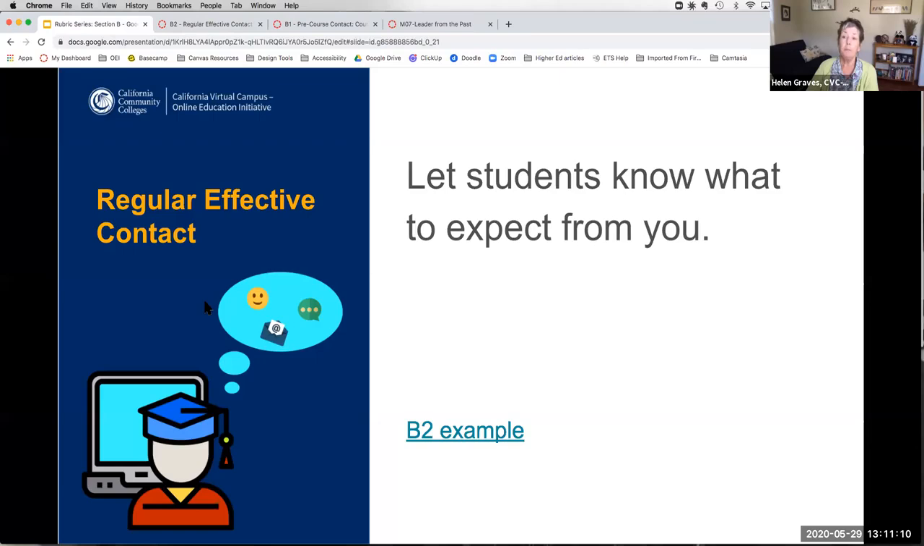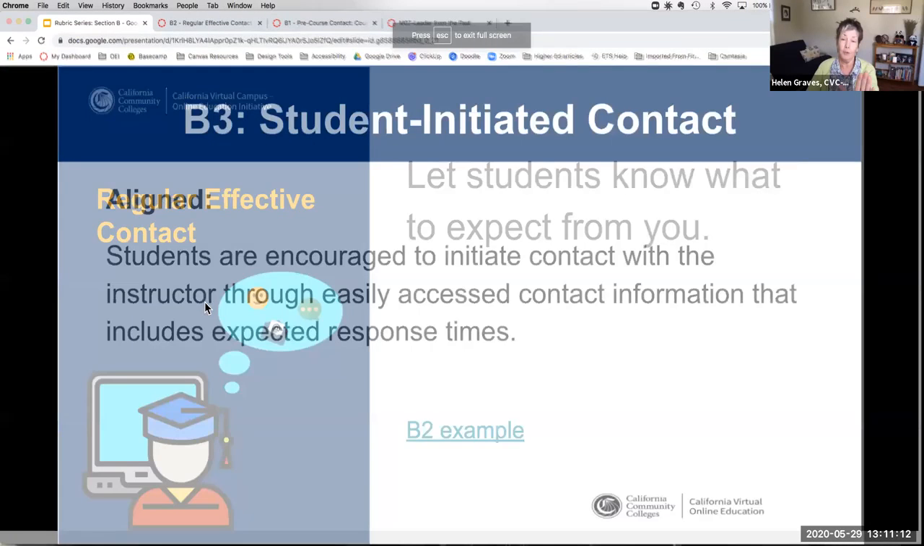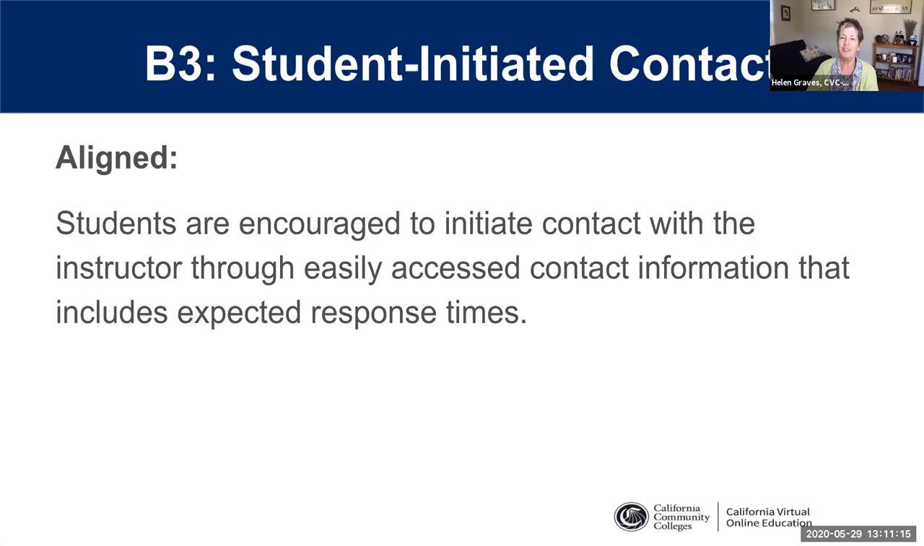Moving on to B3, and I will stop for questions, I promise. I just want to get through a little bit of this first, and then you'll have questions to ask. So B3 is about student-initiated contact with the instructor. The aligned definition says that students are encouraged to initiate contact with the instructor through easily accessed contact information that includes expected response times. The asynchronicity of an online course means that students might be active in the course shell any time of day. Does this mean you have to be available to your students 24/7?